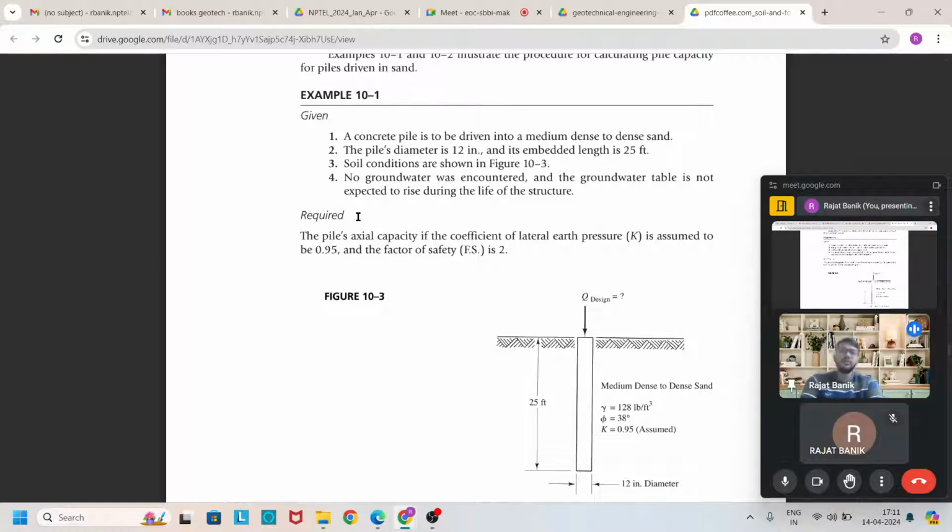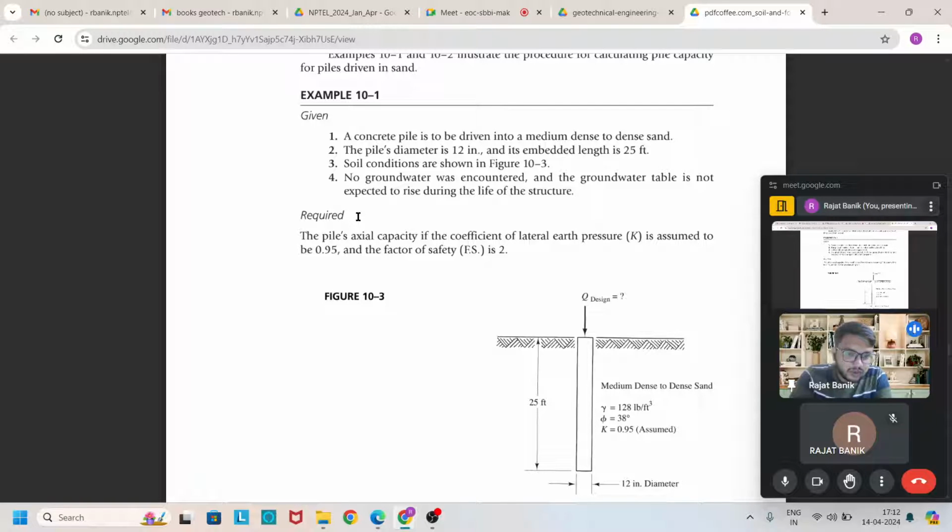So the first problem is for a single pile foundation. It is given that a concrete pile is driven into medium dense to dense sand, and the diameter of the pile is given as 12 inches. Its embedded length is given as 20 feet, and the soil condition is shown in the figure.